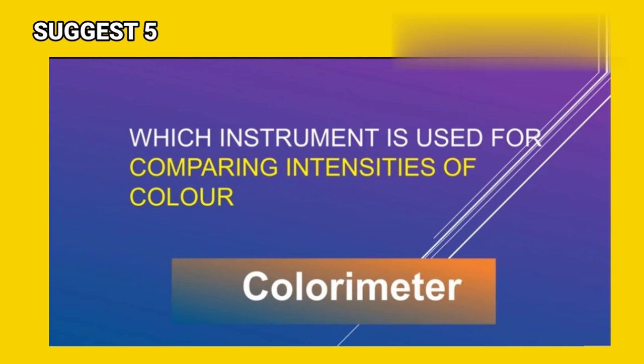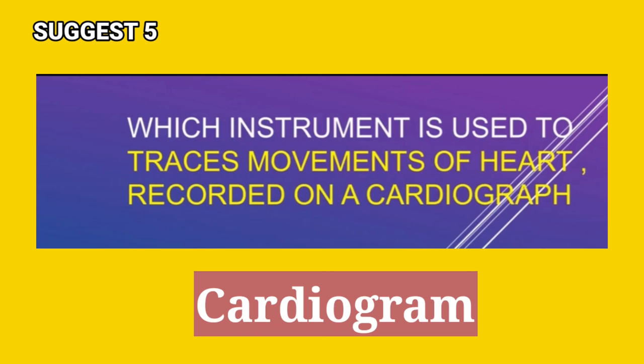Which instrument is used for comparing intensities of color? Answer, colorimeter. I repeat, which instrument is used for comparing intensities of color? Answer, colorimeter. Which instrument is used to trace movements of heart recorded on a cardiograph?